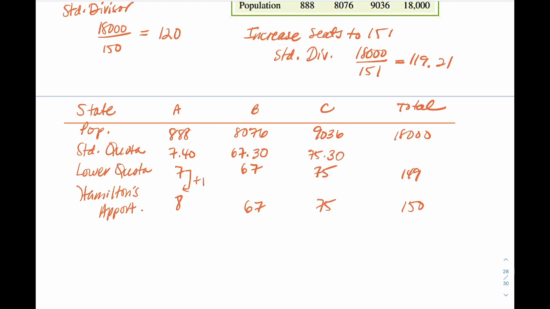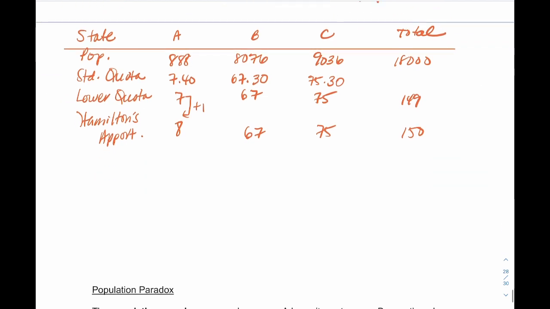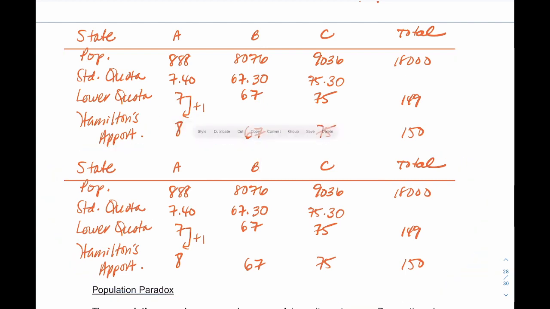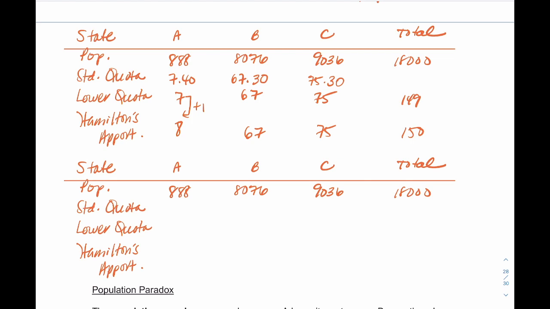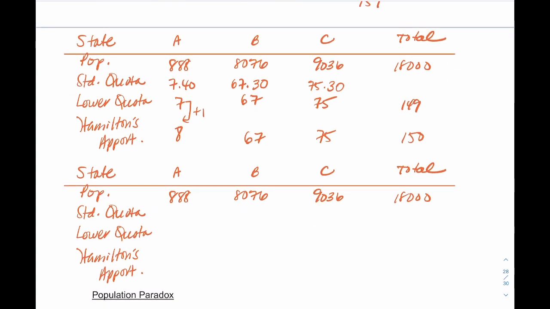So I'm going to copy and paste this chart and erase some things. This is for our new table, and I'm going to get rid of these rows here. Okay, so let's see what happens. Now I'm going to take the populations and divide by 119.21. When I do that, I get the following.